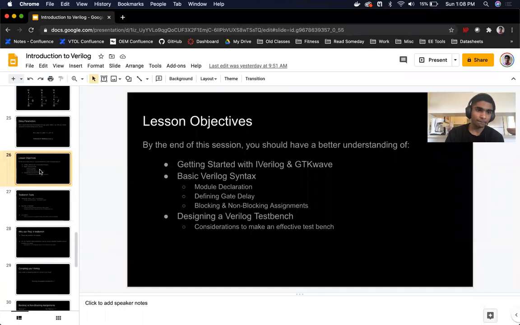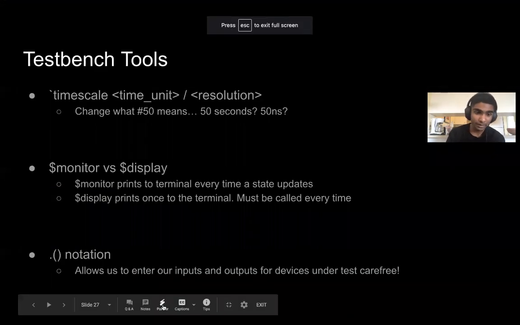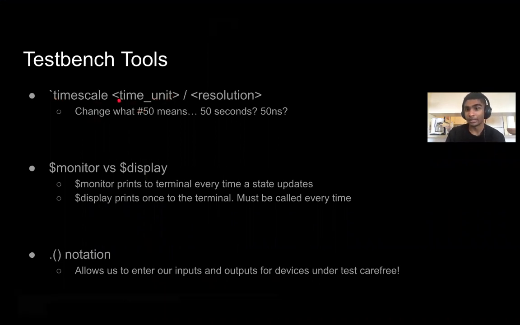And take a look at some of the other stuff real quick. So this is the timescale command. So time unit followed by a backslash followed by the resolution, and it changes what the octothorpe number means. It says 50 seconds, 50 nanoseconds. It's whatever you set it to.